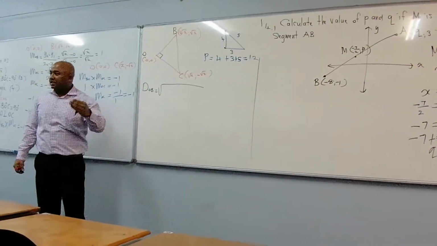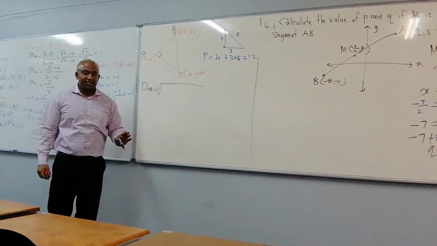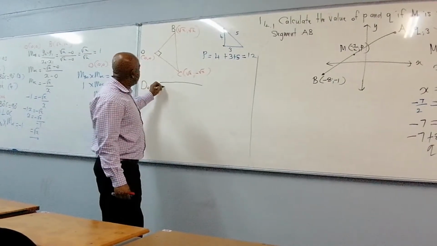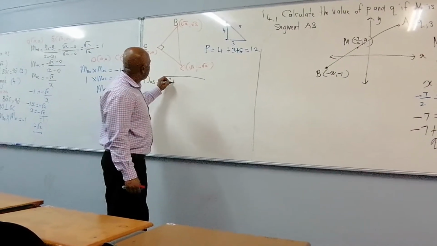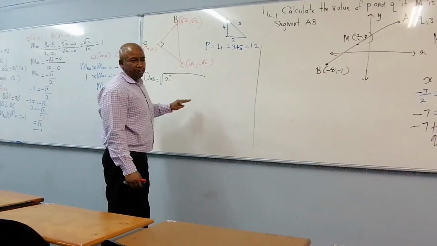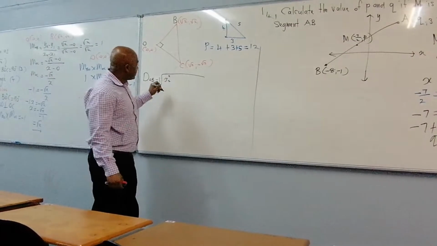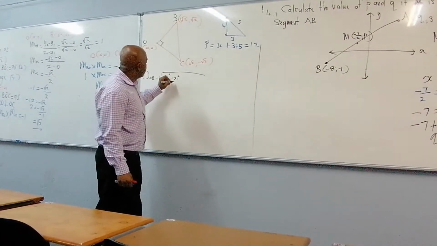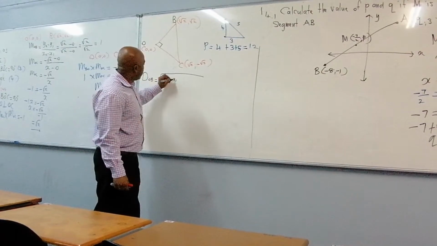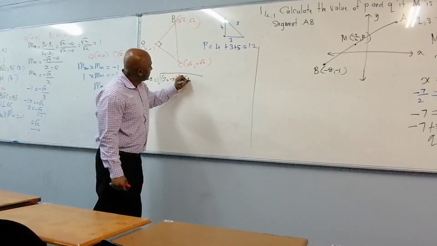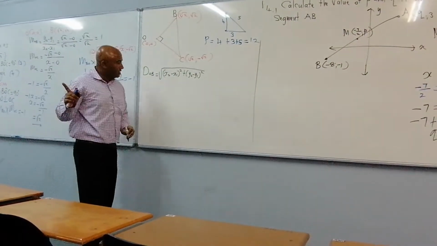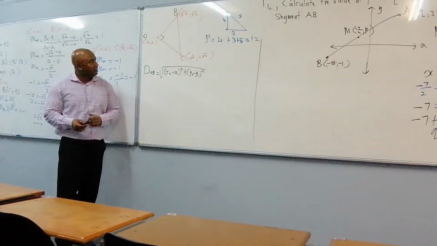I'm just going to use the distance formula for everything here. The distance formula is the square root of x2 minus x1 all squared plus y2 minus y1 all squared. No, I'm making a mistake. It's x2 minus x1 all squared plus y2 minus y1 all squared. Am I correct with that? That's the distance formula. Okay.